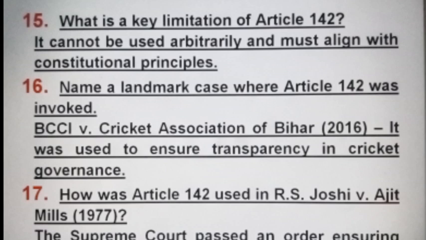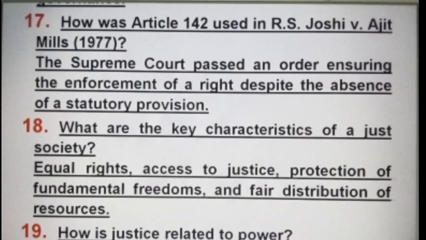Name a landmark case where Article 142 was invoked. BCCI versus Cricket Association of Bihar, 2016. It was used to ensure transparency in cricket governance. How was Article 142 used in R.S. Joshi versus Ajit Mills, 1977? The Supreme Court passed an order ensuring the enforcement of a right despite the absence of a statutory provision.